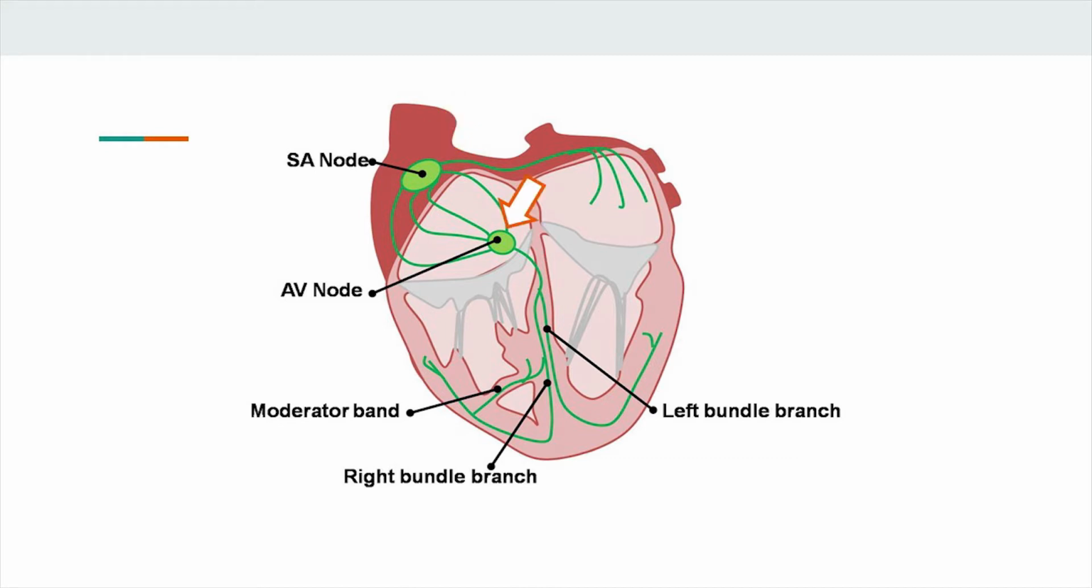AV node, or the atrioventricular node. The AV node sort of functions as a hub where all the signals from the atria converge before they are sent down to the ventricles. In a normally functioning heart, it's the only pathway that the cardiac action potentials can take.